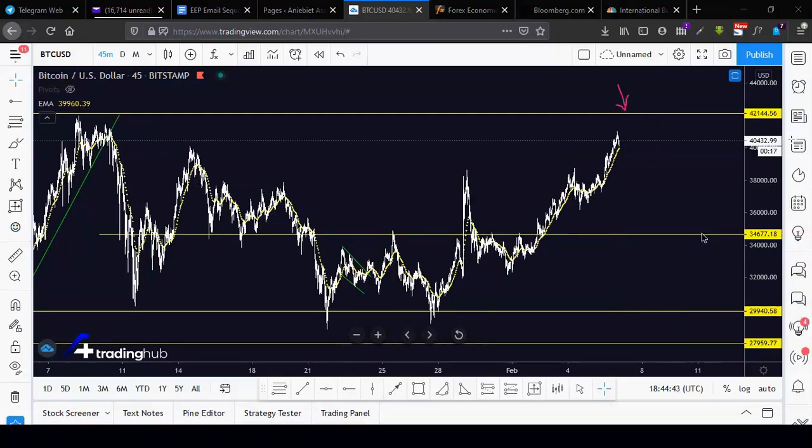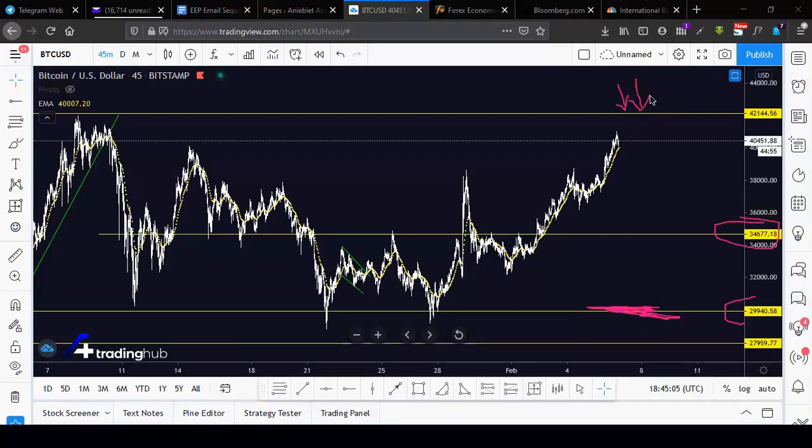You are going to sell it from 42k. Your target should be at 34k and also 29k. Now, price may take time before visiting this 29k again, but for 34k, I'm a bit assured. I'm convinced that price will visit 34k again. But let us have that rejection.